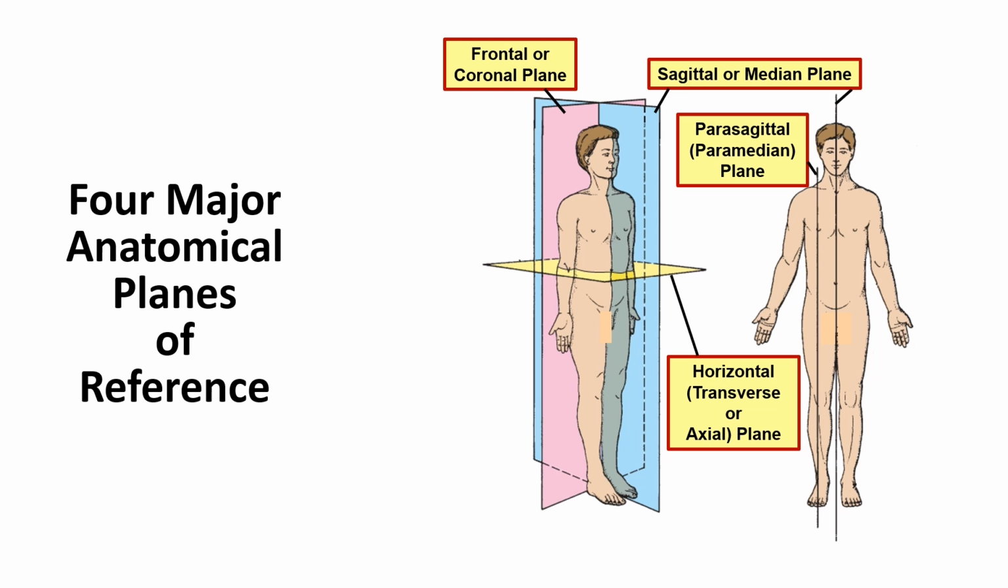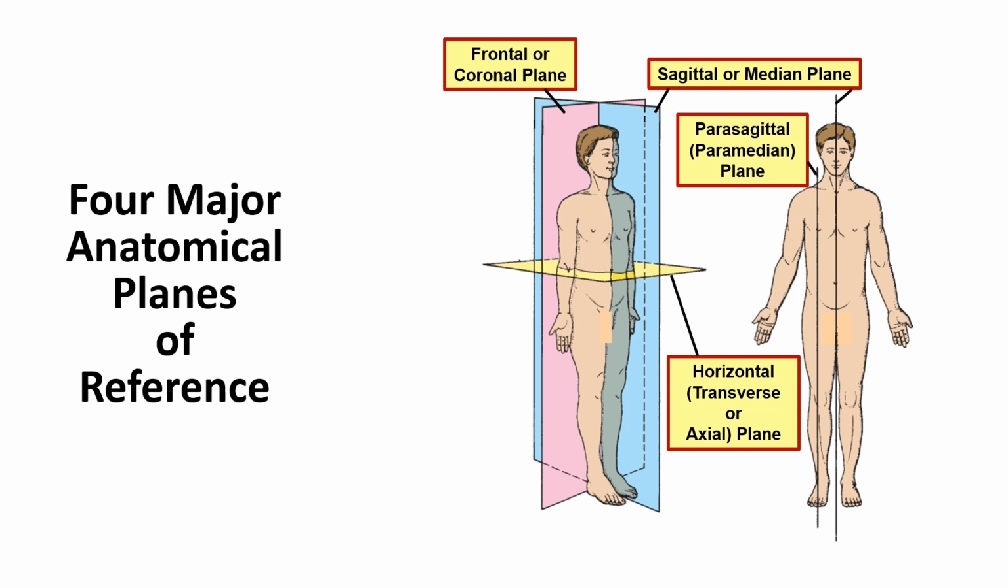The parasagittal plane is a vertical plane that runs parallel to the median sagittal plane, which passes through the body longitudinally. It divides the body into a left section and a right section.